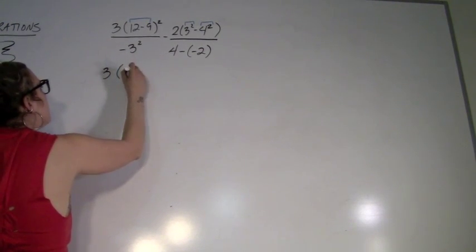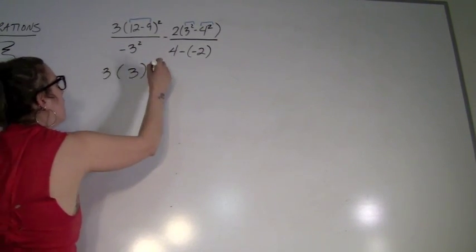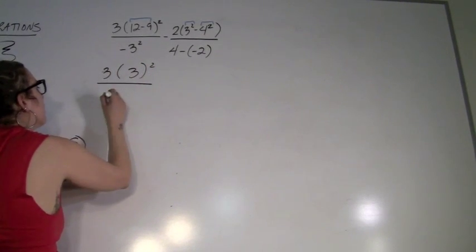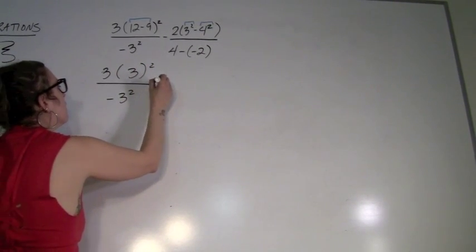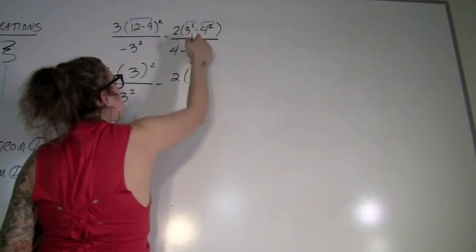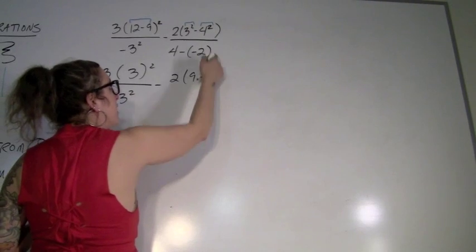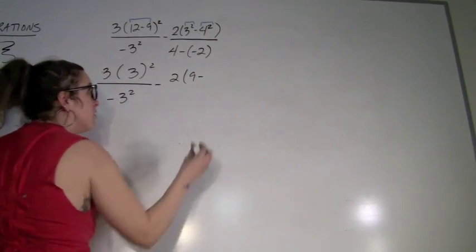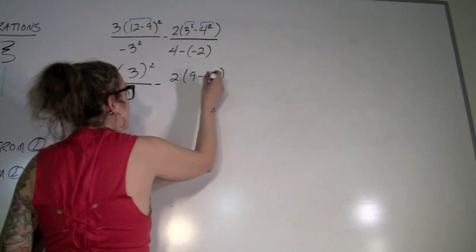Okay, 12 minus 9 is 3. All that's going to be squared. 3 squared is 9. This minus sign is this minus sign. This exponent only belongs to this 4 right here for 16.